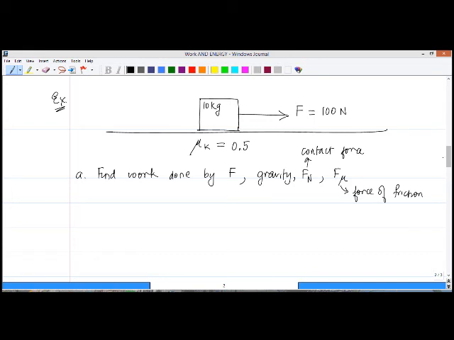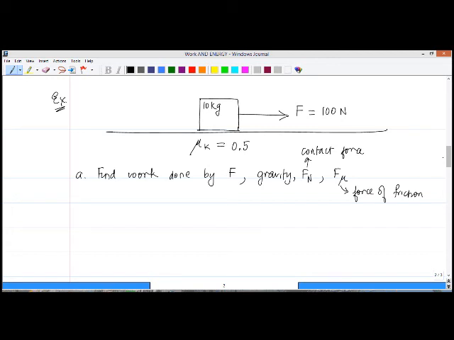the following situation where we have a 10 kg block and we're exerting a force of 100 newtons to the right, and we're asking what is the work done by the force F, the work done by gravity, the work done by the contact force, and then the work done by the force of friction. So let's figure out all the work done, and along the way, we'll also look at some of the subtleties that one must keep in mind.